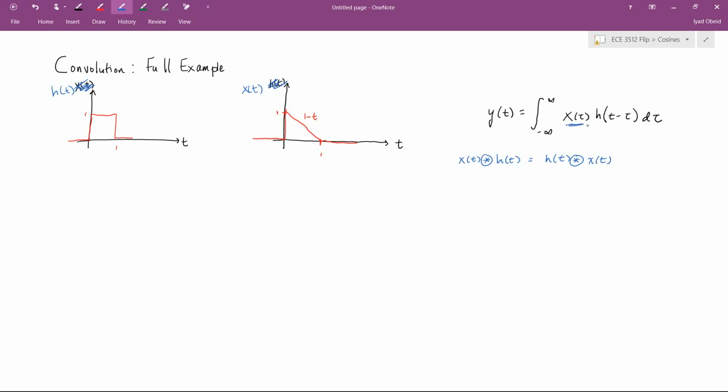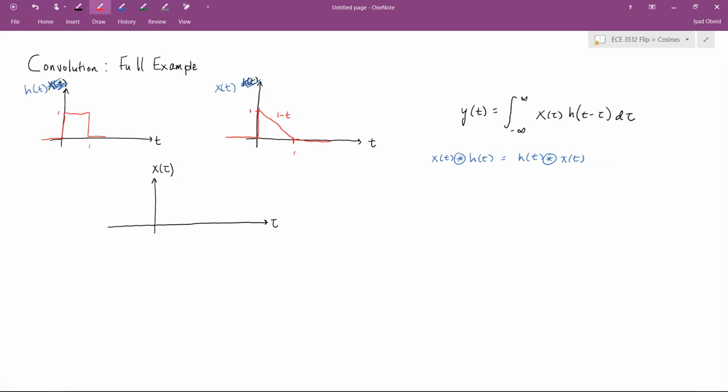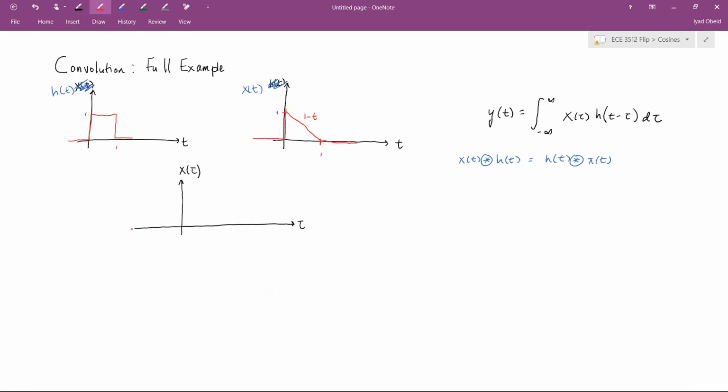So the first thing I need is x of tau. Well, to get x of tau, I'm going to start by looking at x of t, and it turns out they're basically the same thing. In fact, all I'm going to do is rename my x-axis from t to the dummy variable tau, and so this will now become x of tau. And if I draw my plot, it'll look like this.